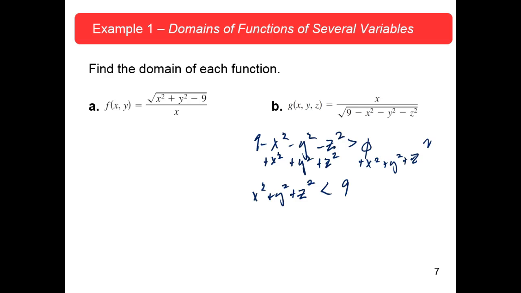Not the sphere itself, because you can't include that, because that's in the denominator, but your domain would be the interior of the sphere. Nothing outside the sphere can go into this.